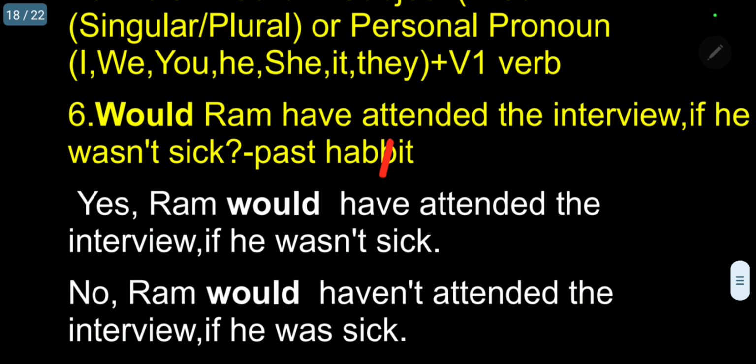Would Ram have attended the interview? Would Ram have attended the interview if he was not sick, or if he wasn't sick?